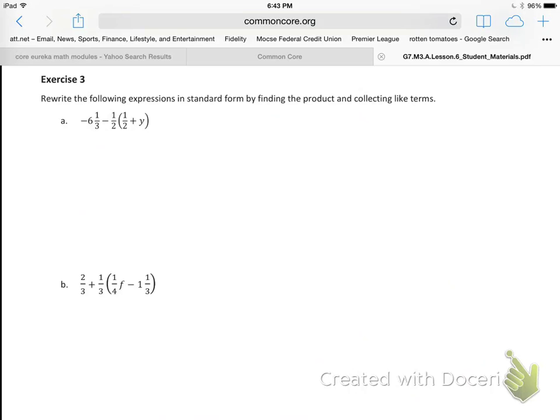Okay, so here in exercise 3, go ahead and rewrite the following expressions in standard form by finding the product and collecting like terms. Pay good attention to the fact that that is a product right there, and that is a product right there as well. So go ahead and use everything at your disposal, all of the properties that you've come to learn. Go ahead and solve both of those, and come back and check your answers.